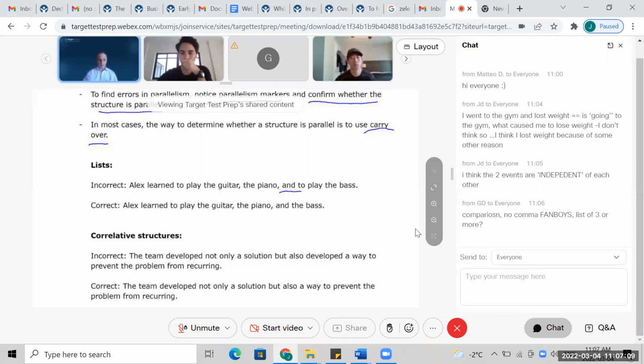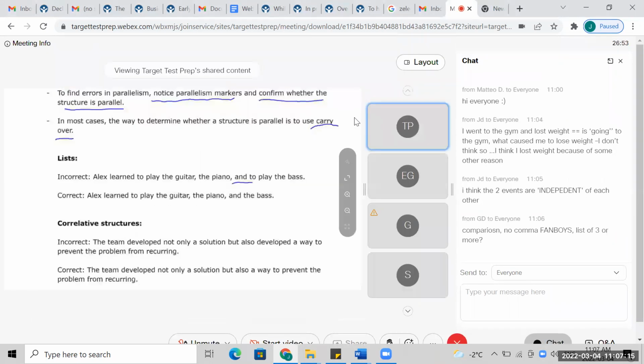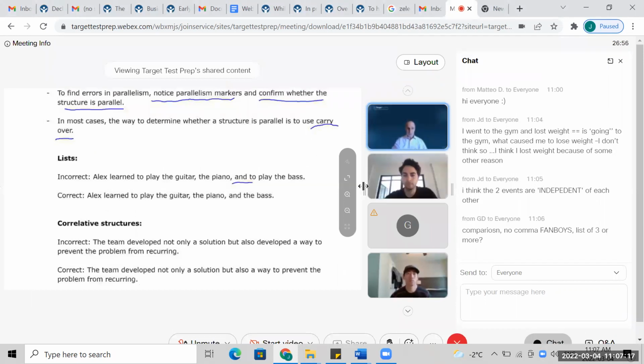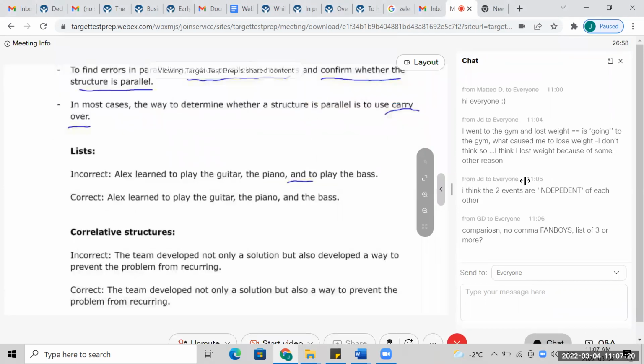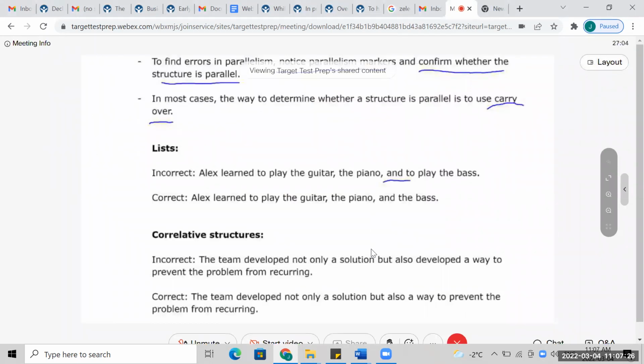So now a list has to be parallel. We have our parallelism marker here. It's a list with a coordinating conjunction. It has to be parallel. So what do we do? Very simple. We carry over. So we see the list is the guitar, the piano, and to play the bass. It doesn't sound parallel, but it might be, because some things that don't sound parallel are, and some things that do sound parallel are not. But we can be disciplined about this and look at what introduces the list, which is learn to play.